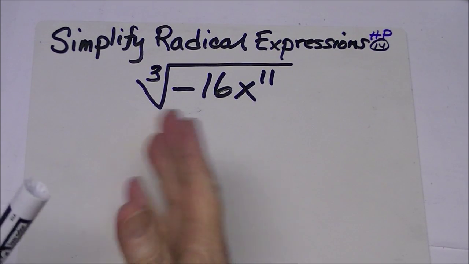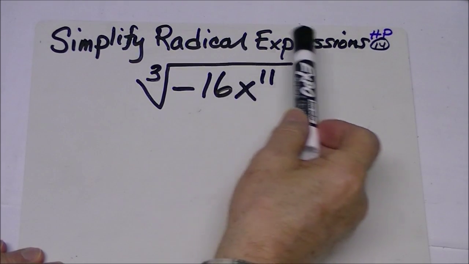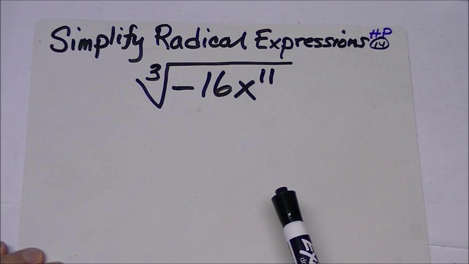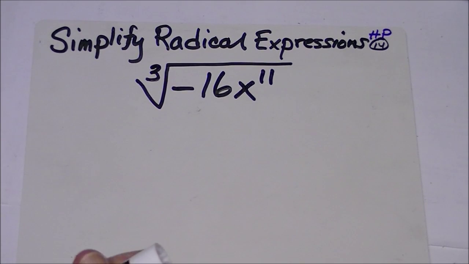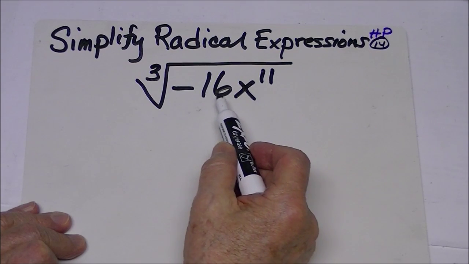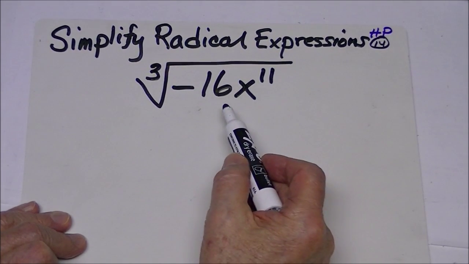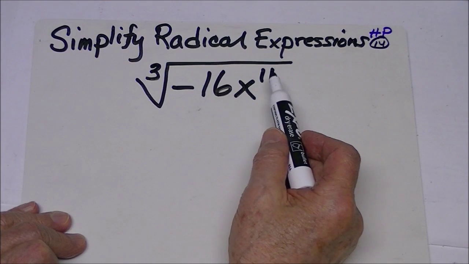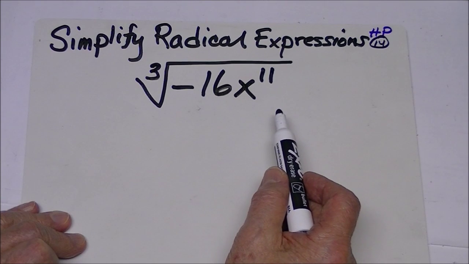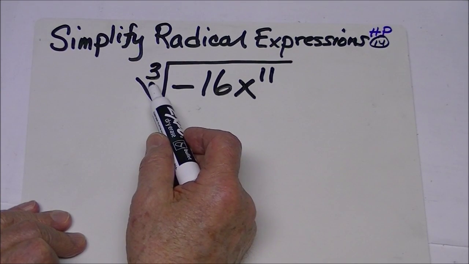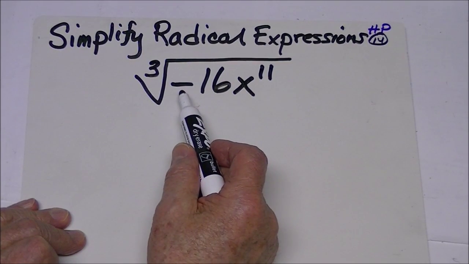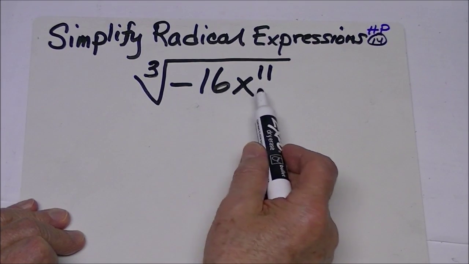In topic 4.3, we're asked to simplify radical expressions by factoring. So we want to look at a strategy for doing that. So 16 is not a perfect cube. X to the 11th is not a perfect cube. And you might say, is it a real number? Well, as long as the index number is odd, then it's okay to have a negative sign under the radical sign.